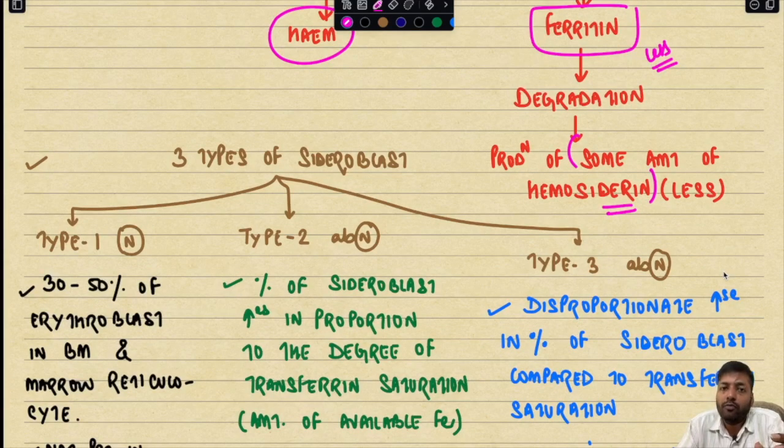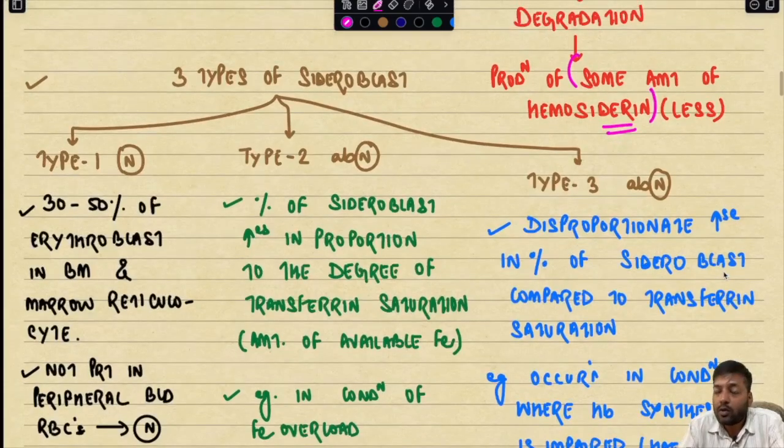As I told you, whenever an erythroblast contains siderotic granules or siderotic material, that is nothing but hemosiderin. We call them a sideroblast. Now, sideroblast is not always pathological. There are three types of sideroblast.